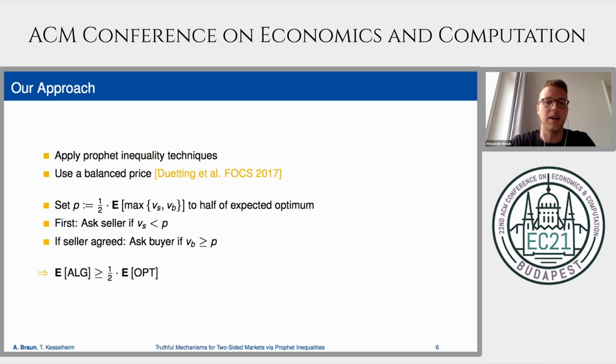That's just a direct implication of a prophet inequality, which we run on the seller and the buyer as a set of two agents. Nonetheless, I will give you a quick proof idea why this holds true, which is mainly inspired by the prophet inequality proof that is already known.